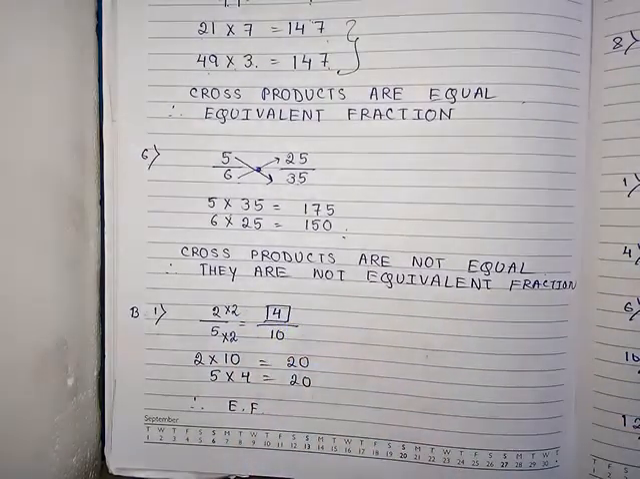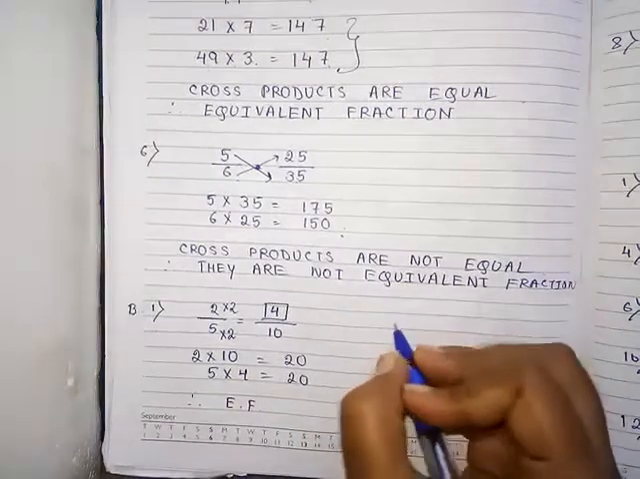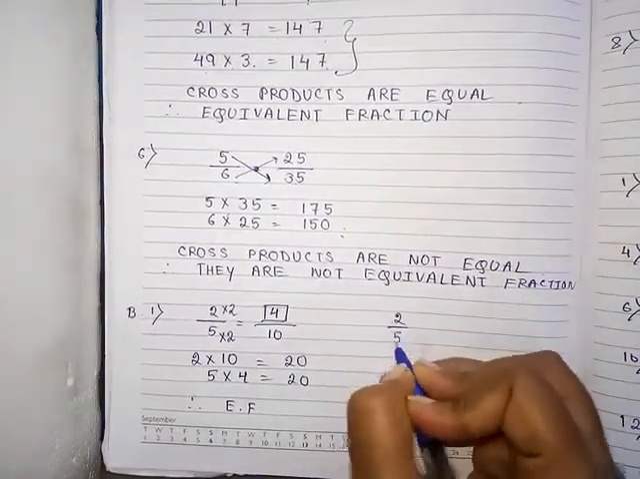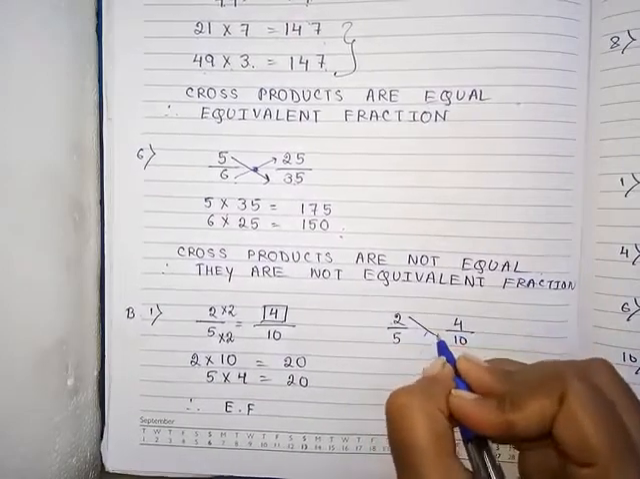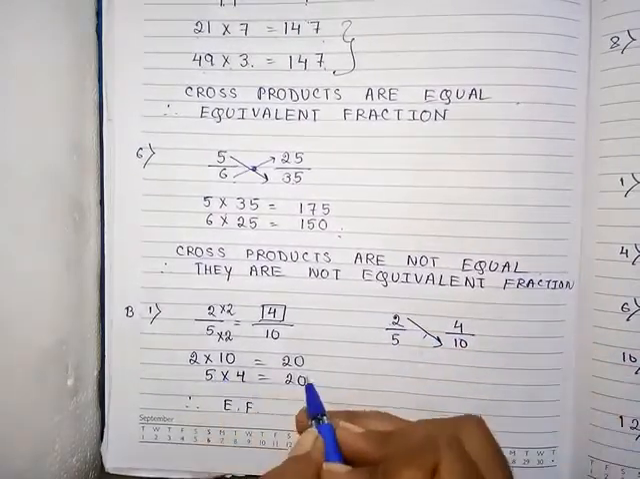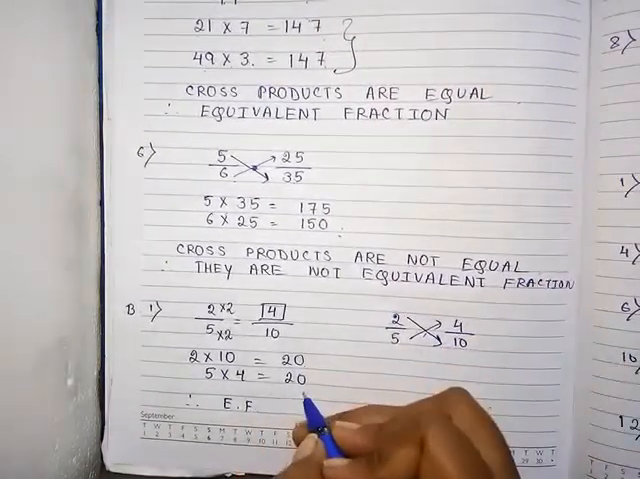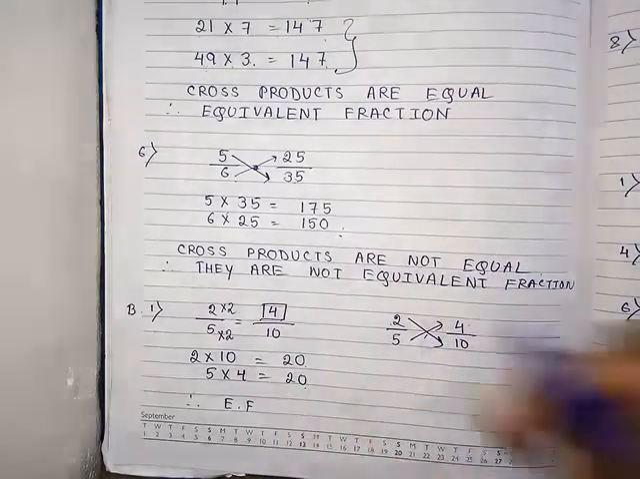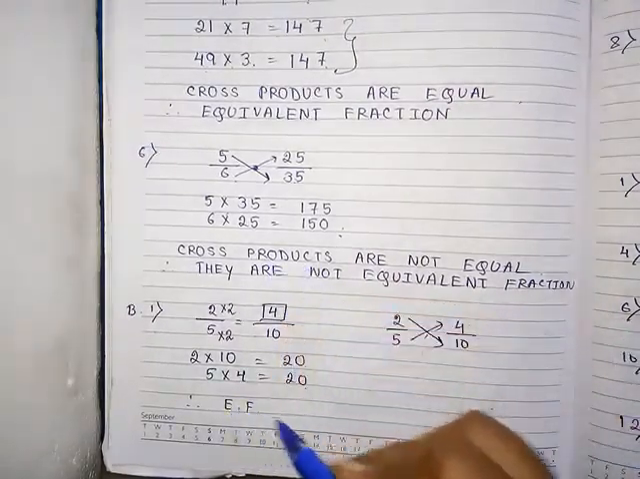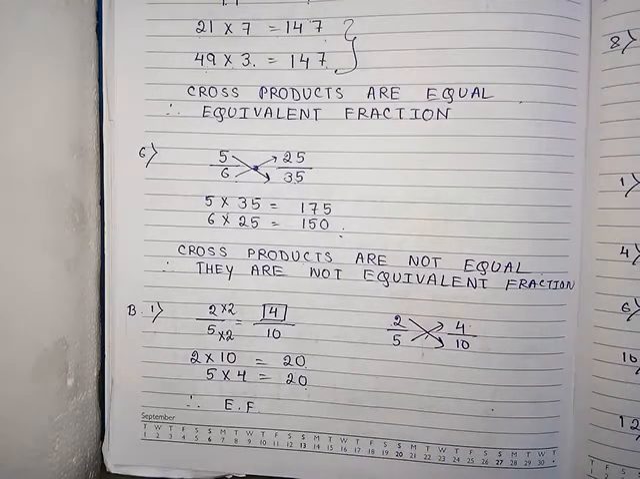Here also we have to check whether the given two fractions are equivalent or not. So the two fractions are 2 by 5 and 4 by 10. Cross multiply these two fractions. 2 into 10, that is equal to 20. And 5 into 4, that is equal to 20. So here I haven't written this one, but write like this: the cross products are equal, therefore they are equivalent fractions.